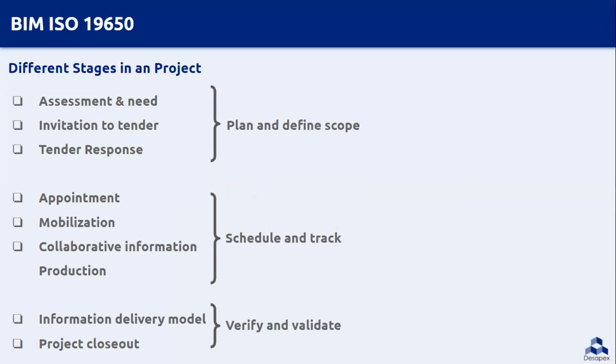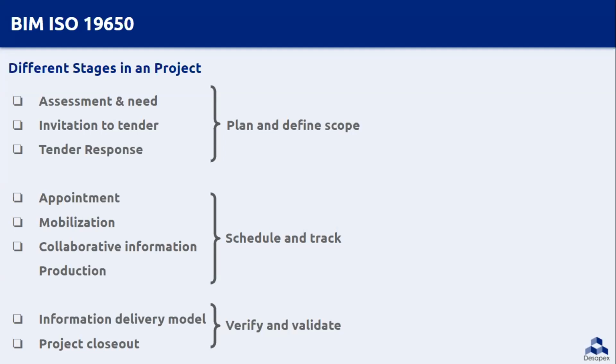Every project has different stages like planning, defining scope, scheduling, tracking, verification, and validation of the information. Initially, the requirement of the project is assessed, documents are prepared, and the invitation to tender is prepared. Different parties submit their tender responses. The lead appointed party, which we generally call PMC, analyzes the responses and an appointment is made after assessing various criteria like capacity and capability.